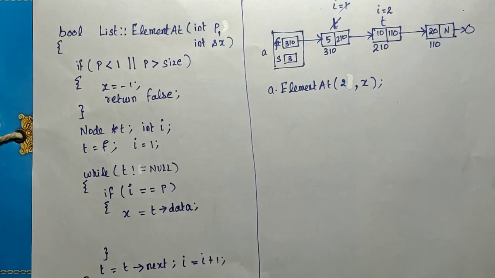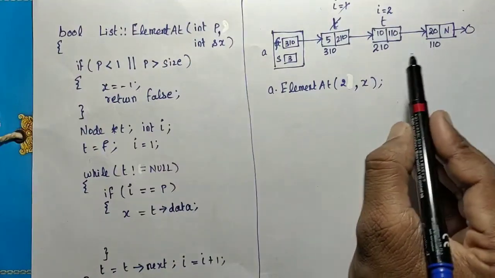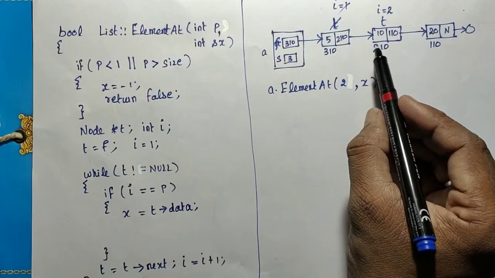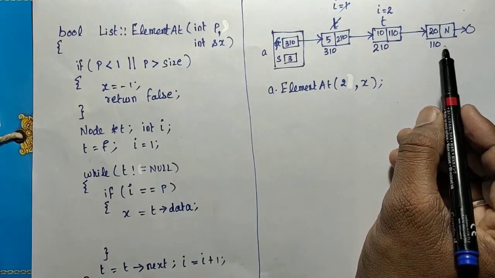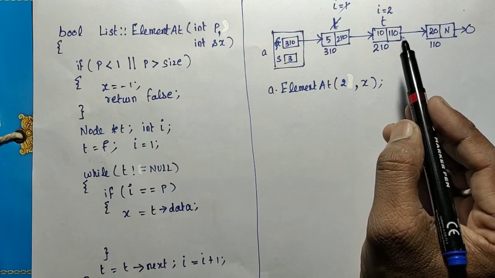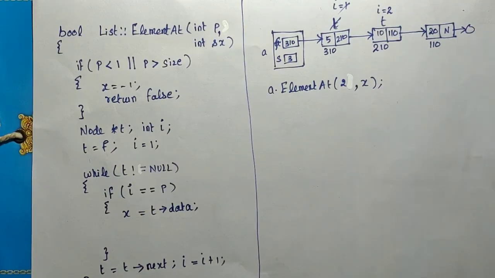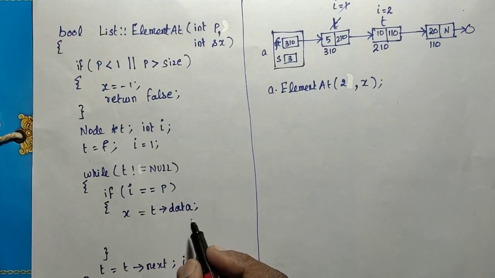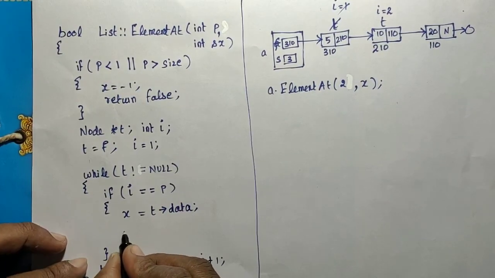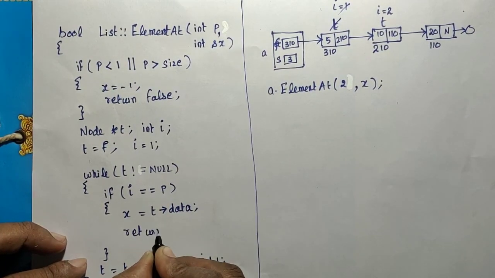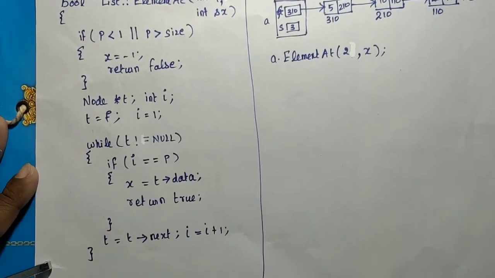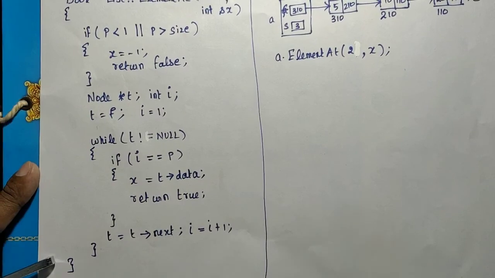Okay. We are not going to delete that node. That operation is just element at. I need to return only that element value. So here we should not delete that element. We only have to give the element at the position. So x equal to t of data. Then return true. Okay, and then the end of this function. This I have to complete here.